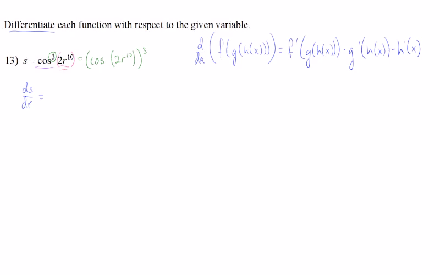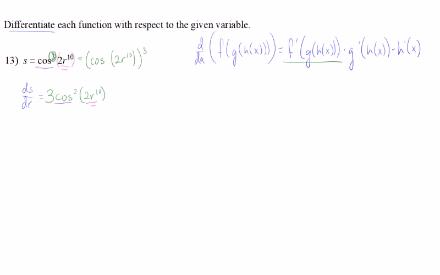So I'm going to start with the power rule with the cube there. The derivative of anything cubed, or x cubed, is going to be 3x squared, right? But instead of x squared, it's going to be cosine squared of 2r to the 10th. So that's the derivative of the outer function, our f prime of g of h of x. I kept the cosine the same, and I kept the 2r to the 10th the same.